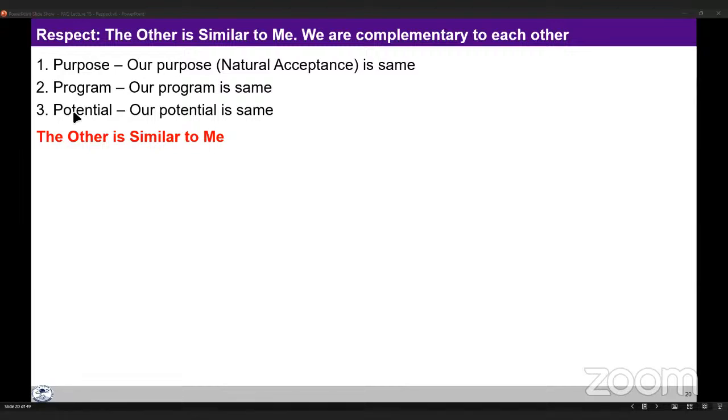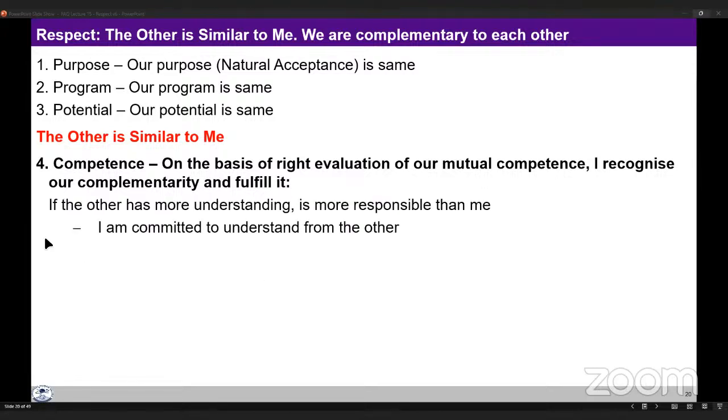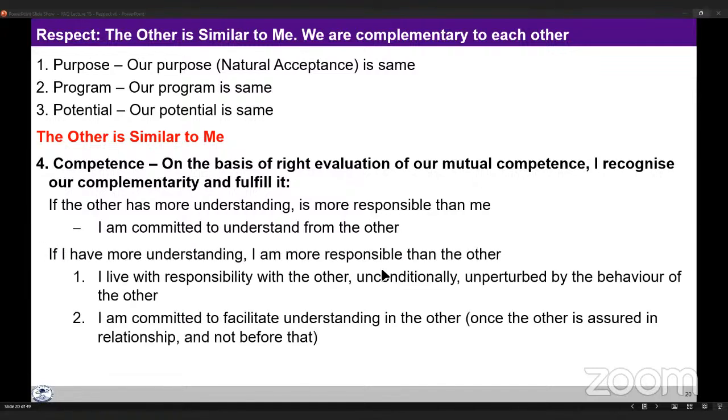So yes, purpose, program, and potential, at that level we are all similar, but the competence may be different. On the basis of right evaluation of our mutual competence, seeing my own competence and the competence of the other, I recognize the complementarity and fulfill it. If I see that the other is more understanding and more responsible than me, then I am committed to understand from the other person and seek help. But if I see that I am more understanding and more responsible, then I live with responsibility with this other person, unconditionally, unperturbed by the behavior of the other. I am committed to facilitate understanding in the other person.